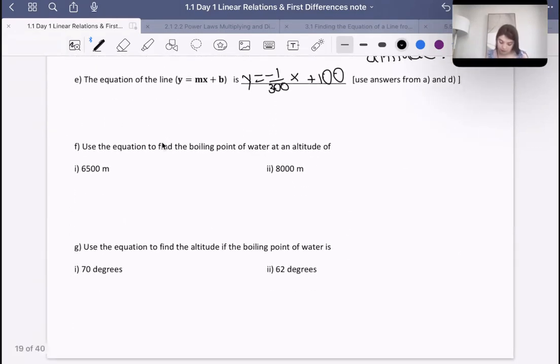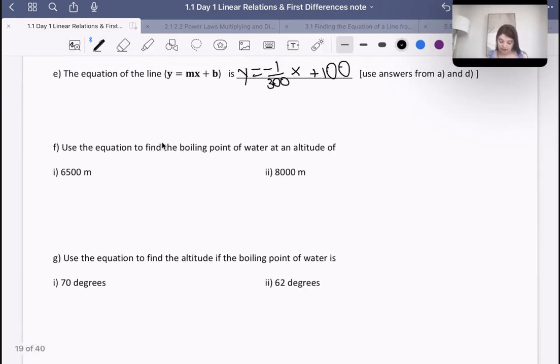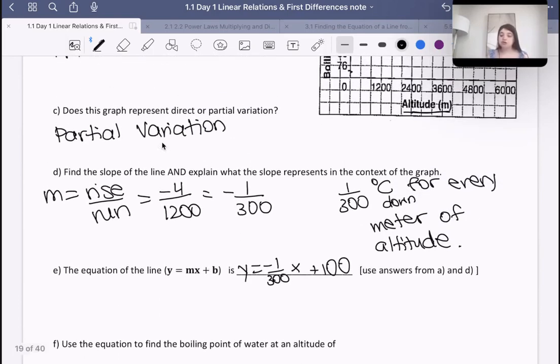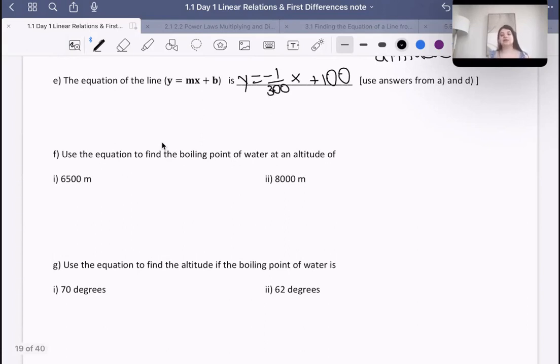Okay, use the equation to find the boiling point of water at an altitude of 6,500 meters and 8,000 meters. Again, altitude is the x coordinate, so we're going to plug these numbers in as x and solve for y. In this case, y is going to be equal to -1/300 times 6,500 plus 100, and that's going to tell us the boiling point. So let's do that. What is -1/300 times 6,500?